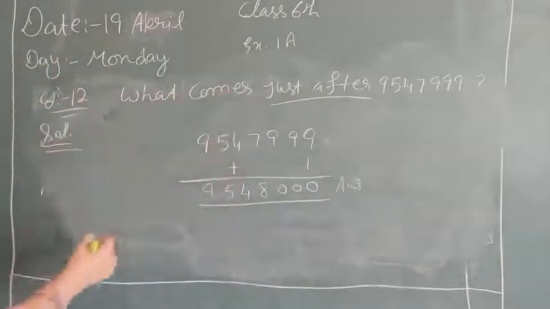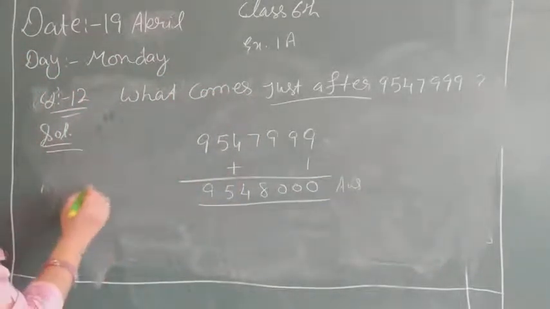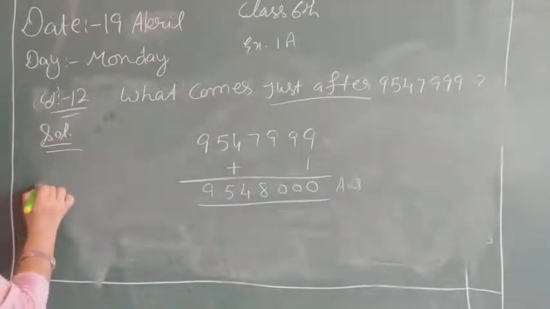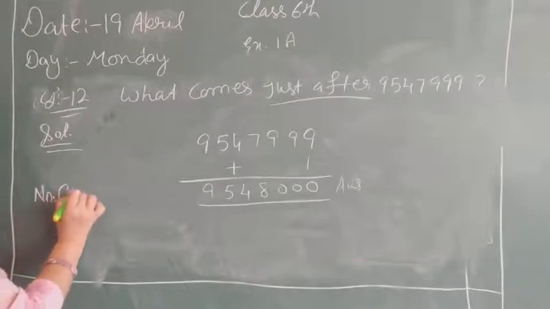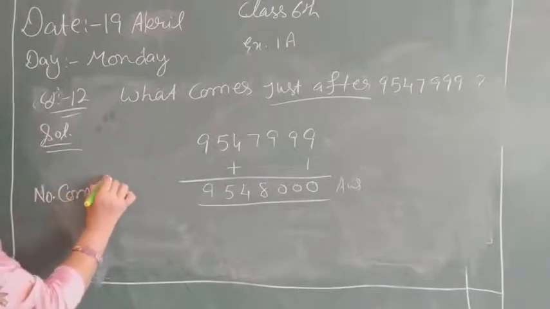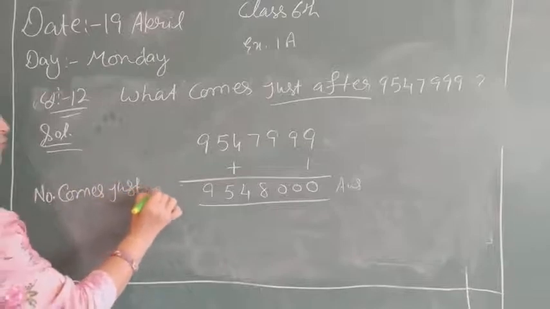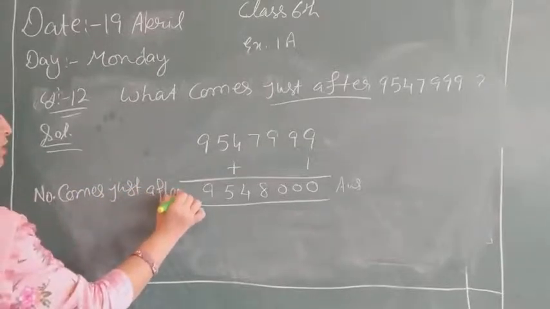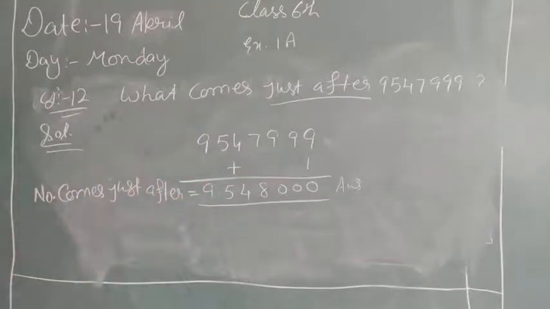So we have to write: number that comes just after equals this one. Clear this one?